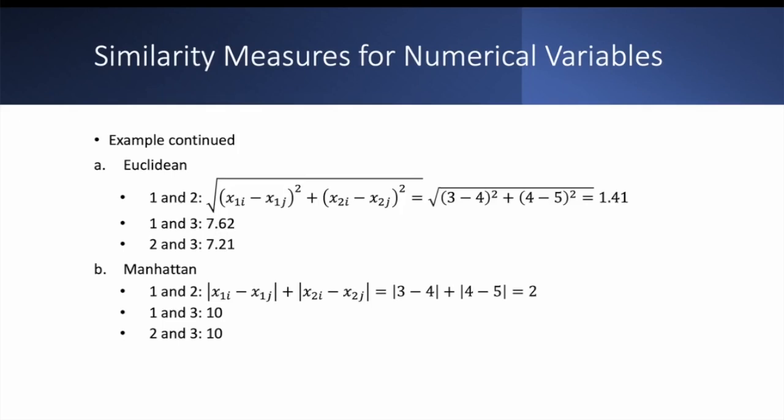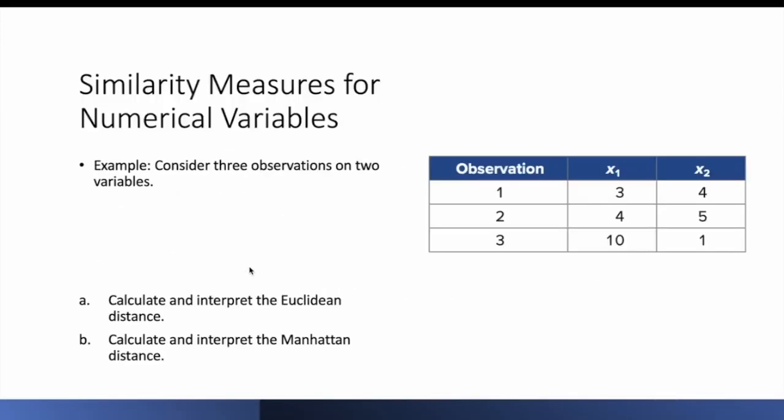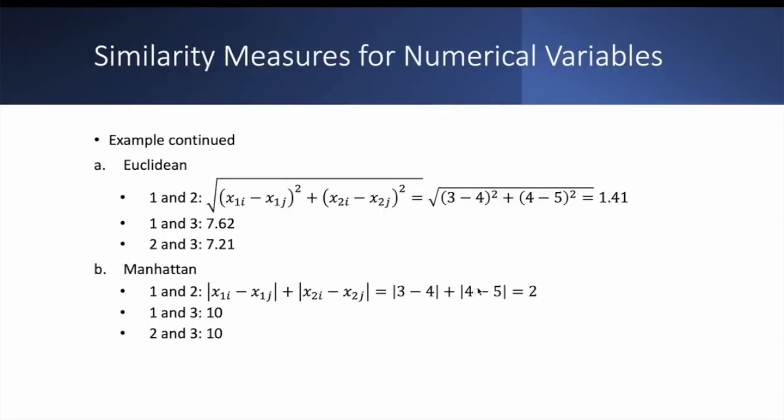For the Manhattan distance, we just subtract the points. This is the table again, x1, x2. So we subtract the values, and then we get 2. So the Manhattan distance between observations 1 and 2 is 2. For 1 and 3 it is 10. For 2 and 3 it is 10. So it's clear again, using Manhattan distance for the same set of observations, that 1 and 2 are the most similar. Observations 1 and 2 are now equally dissimilar to observation 3, because these are 10, right?